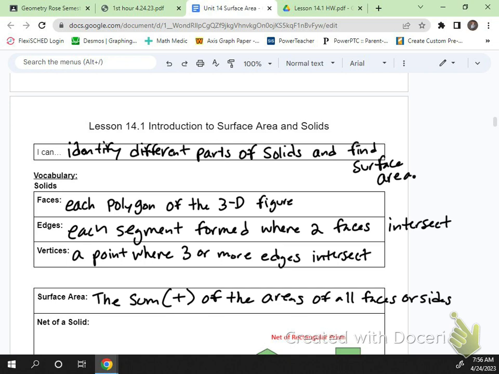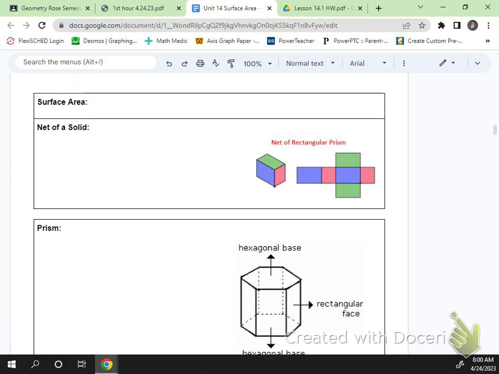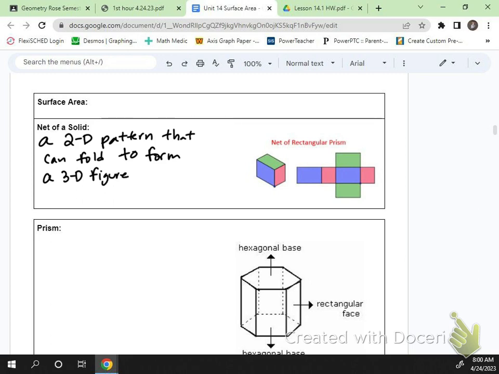Now we're going to talk about a net of a solid. So here's an example. I just drew an example for you. Okay, the net of a rectangular prism. A net is a 2D pattern that can fold to form a 3D figure. Okay?